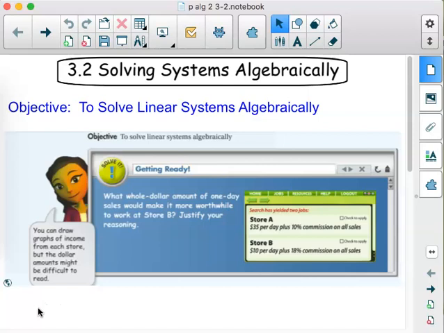Everybody set? Alrighty. So, obviously the objective is to solve linear systems. The difference is going to be in section 3.1. It was graphically. And I really wanted to get you into your graphing calculator and start using that.